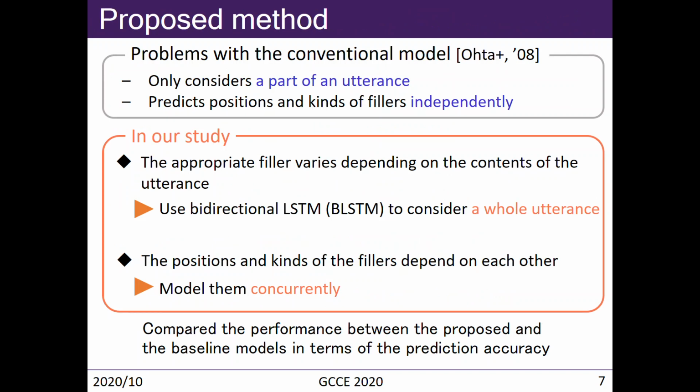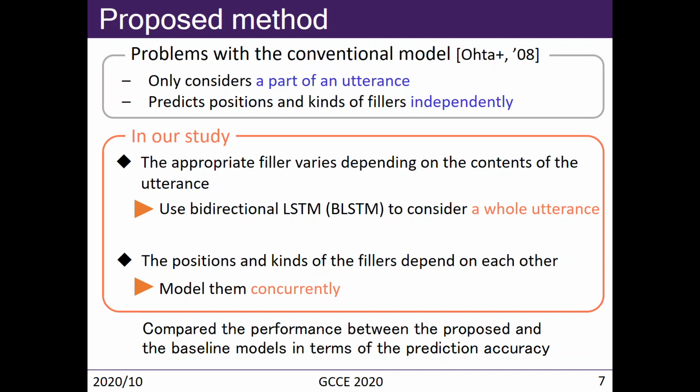Now, there are several problems with the conventional model I just described. That is, it only considers a part of an utterance and predicts positions and kinds of fillers independently. The appropriate filler varies depending on the contents of the utterance. So, we use bidirectional LSTM to consider a whole utterance.